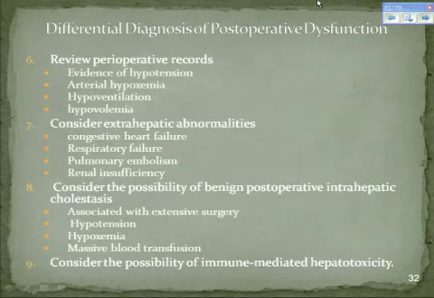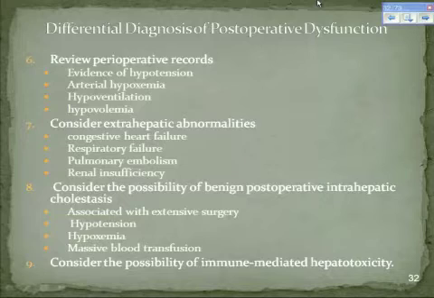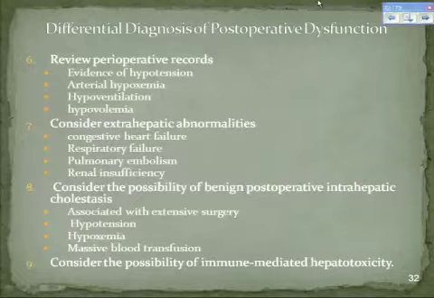In your preoperative records, look for evidence of hypotension, arterial hypoxemia, hypoventilation, and hypovolemia. Other things you've got to consider are extrahepatic problems such as low cardiac output states like congestive heart failure, respiratory failure where you don't get adequate oxygenation, PEs, and renal insufficiency. Then consider also some benign postoperative intrahepatic cholestasis associated with extensive surgery and massive blood transfusions. And the last one you need to think about is immune-mediated hepatotoxicity from the actual anesthetics.